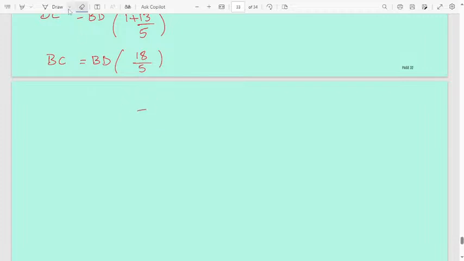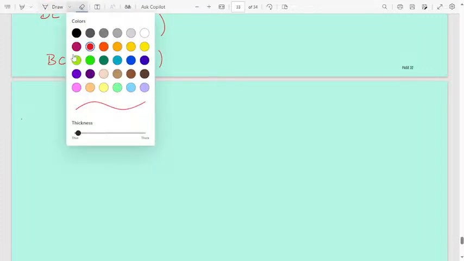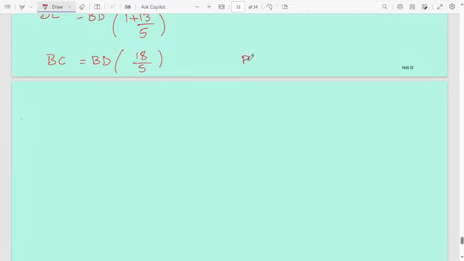I will make a little change here. Otherwise, substitute 12 here only and you will get it. They are given in the question, BC value is 12 centimeter. Then BD will be equal to 12 into, take the reciprocal, 5 by 18. Then simplify, you will get the value 10 by 3. This is the value of BD.